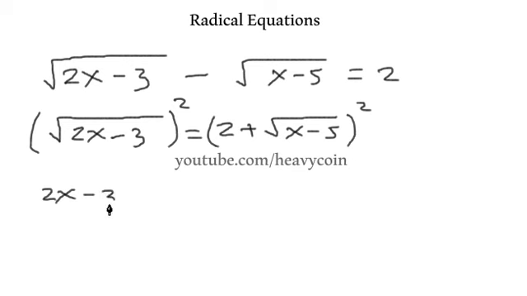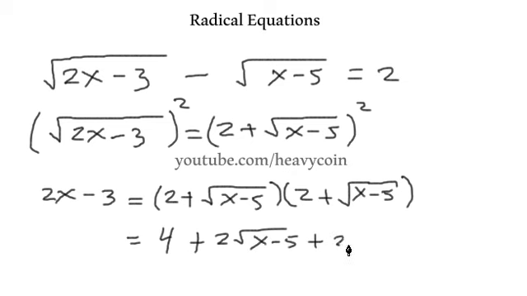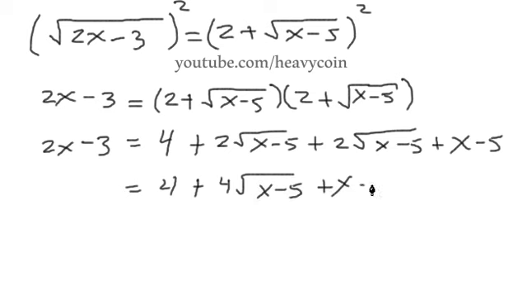So we're going to be left with 2x minus 3. And of course, by squaring both sides here, we're multiplying it by itself. So we do nothing over here. 2 times 2 is 4. 2 times the square root of x minus 5, plus 2 times the square root of x minus 5, and then the square root of x minus 5 times the square root of x minus 5 is just x minus 5. And of course I'll just rewrite this. We want to simplify this down, so 4 plus 4 square roots of x minus 5 plus x minus 5.